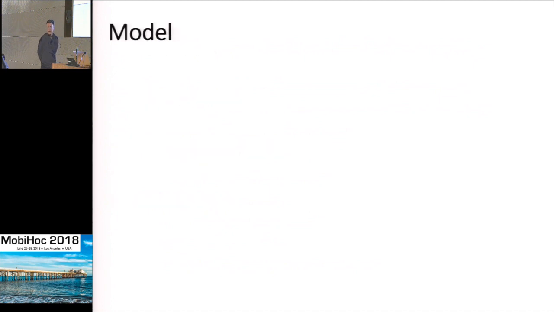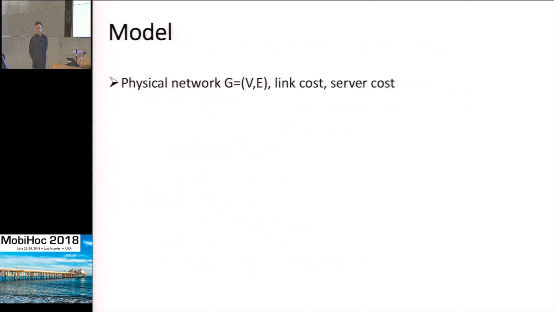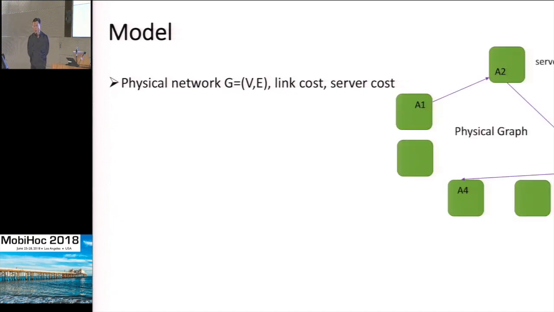So let's dive into the model. The model is the following. We have a physical network, so we have a set of nodes and edges with link costs and server costs. In this example here, I have a set of servers, and each server can support so many functions. And there's also a server capacity, and so on and so forth.